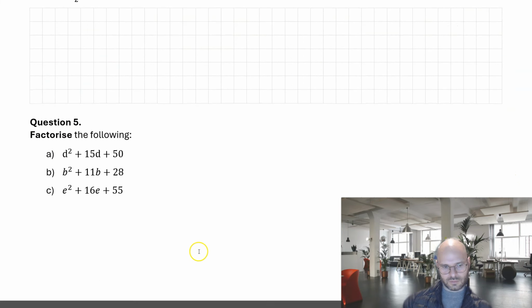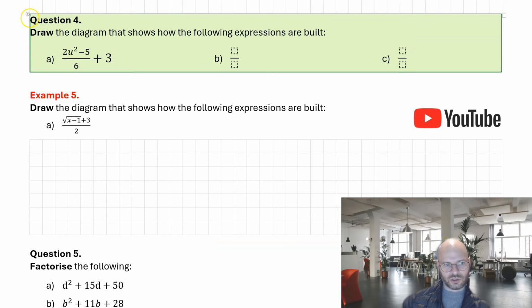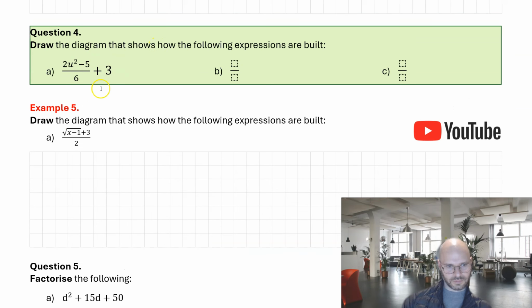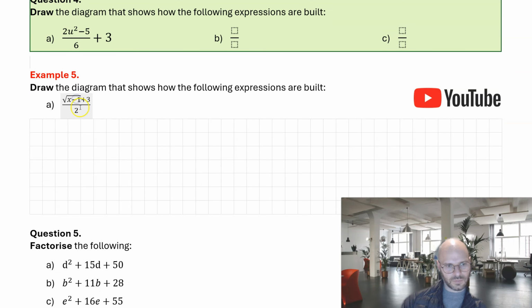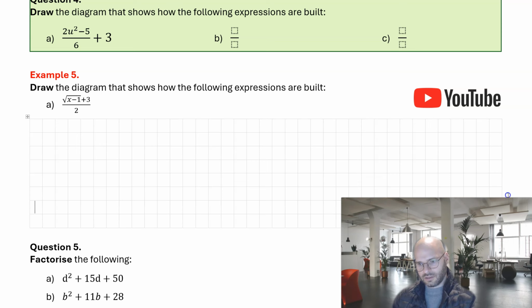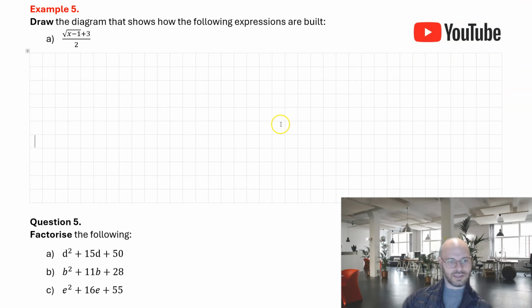Let's move along. We want to construct the flowchart for this example over here. The square root of x take 1 plus 3 all over 2. So we're seeing square root symbols here. Again, let's have a look at how this is built up. We might take a bit more space. Starting out, we have x take 1, and then we have a plus 3, and that's all over 2.